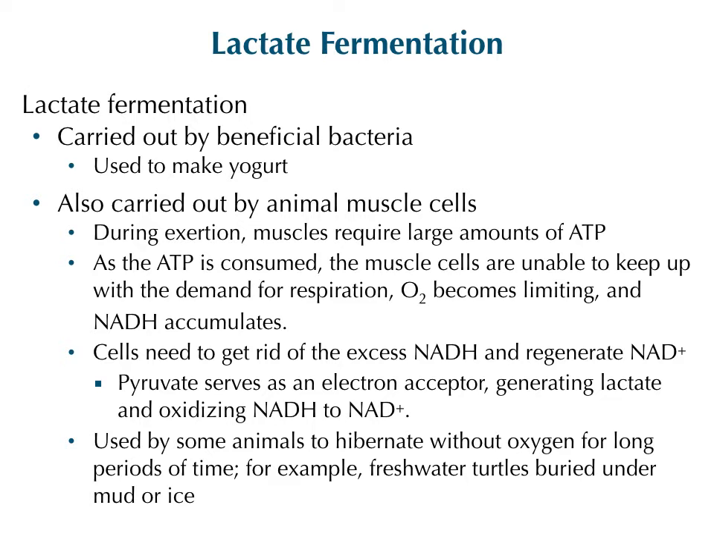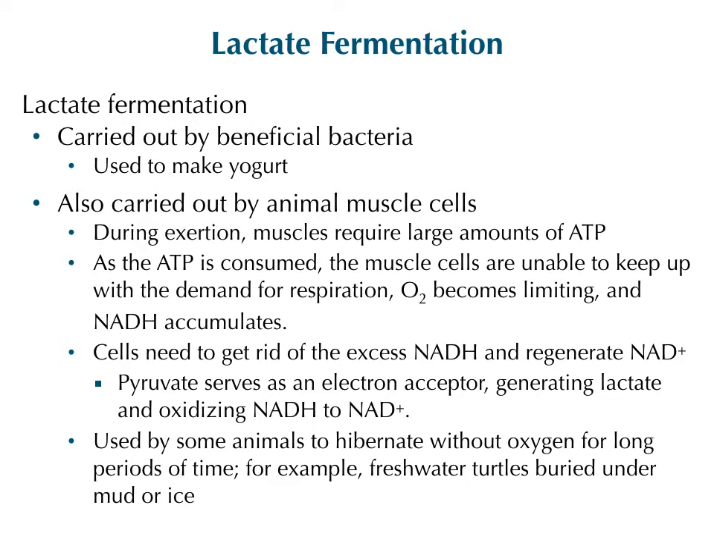So usually during exertion, our muscles will require using a lot of ATP. And once the ATP is consumed and our oxygen content is unable to keep up with the demand, O2 becomes limiting and our NADH starts to accumulate. And so we need to start regenerating some of our oxidized form of the coenzyme. So when the cells need to get rid of this excess NADH, we undergo the lactate fermentation, and pyruvate serves as the electron acceptor, generating lactate and oxidizing the NADH back to NAD+.